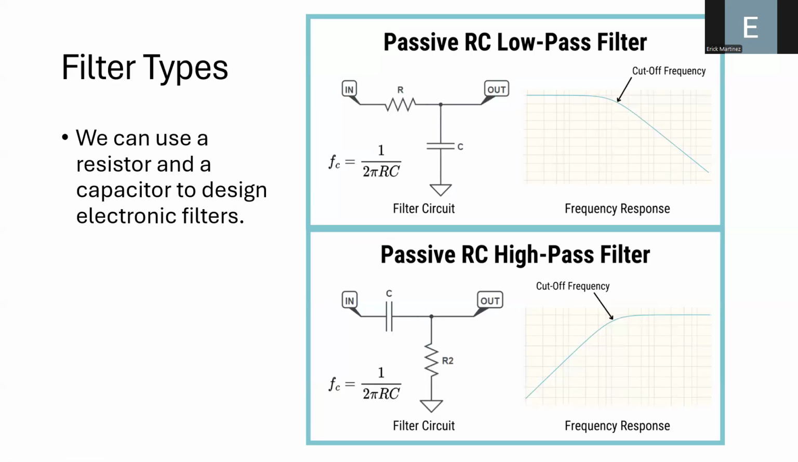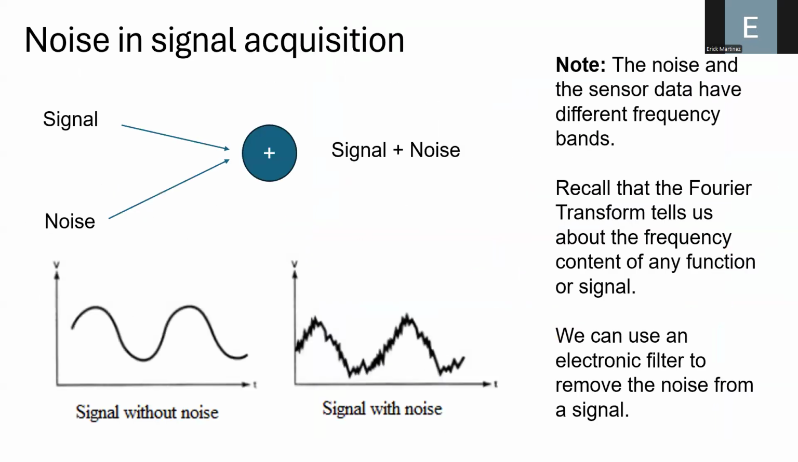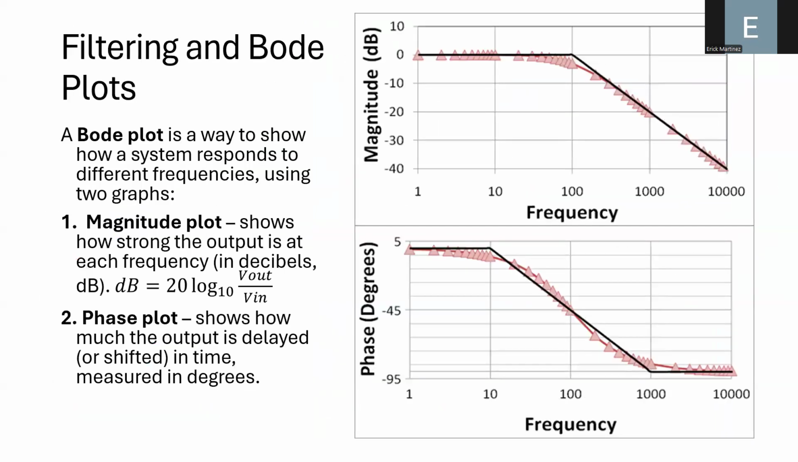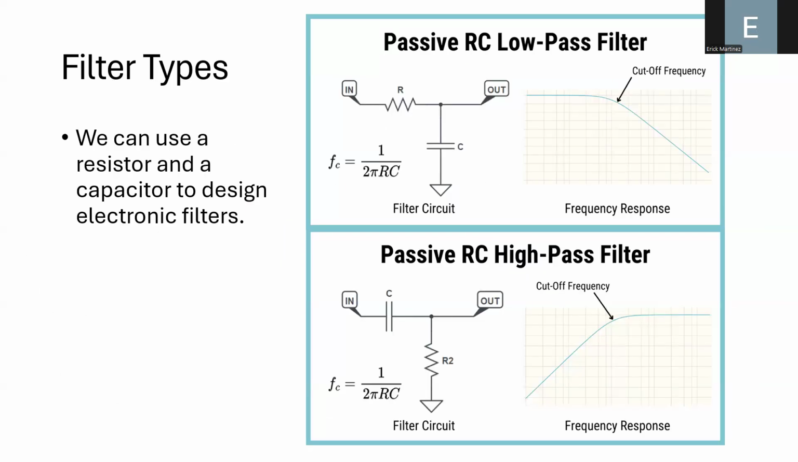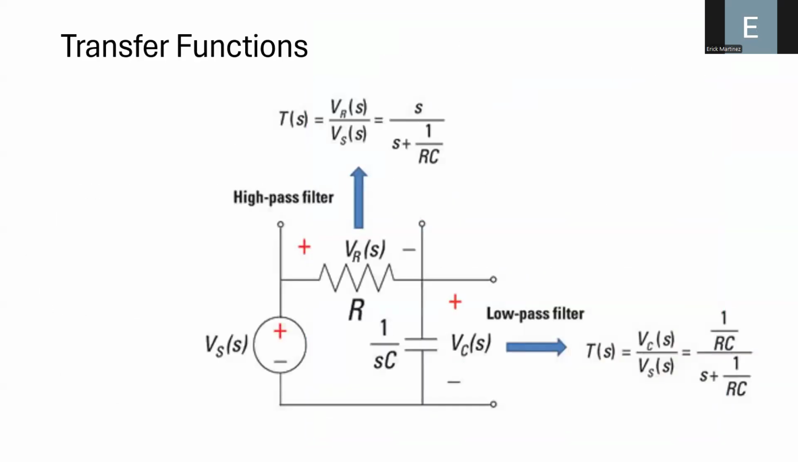And in fact, we can reproduce this Bode diagram. Remember that we said the Bode diagram is like plotting the transfer function. So what we can do is compute the transfer function of this RC circuit. For example, for the high-pass filter, you will obtain this transfer function, and for the low-pass filter, you will obtain this transfer function.